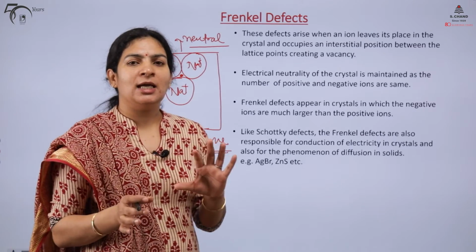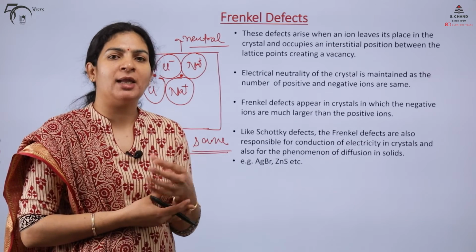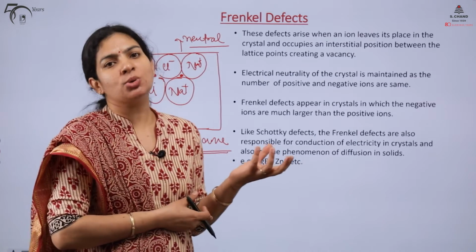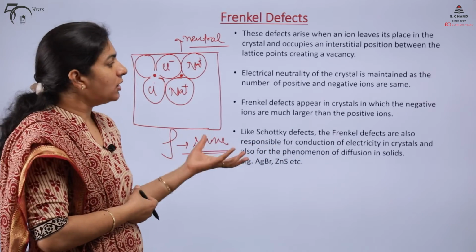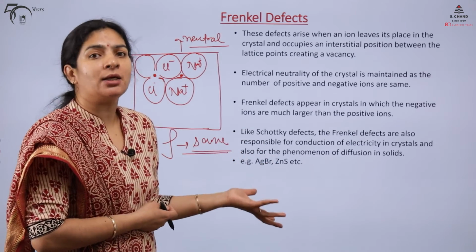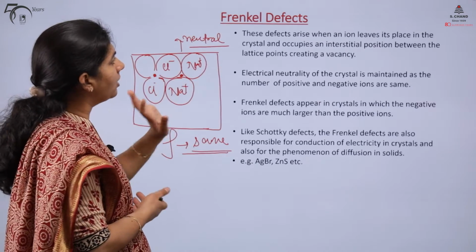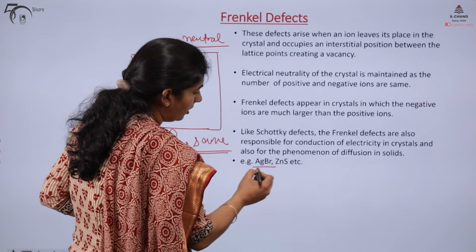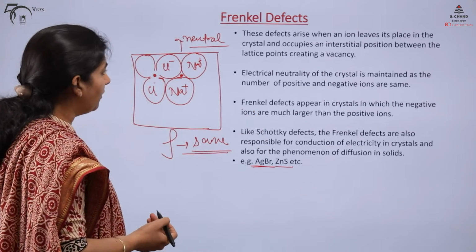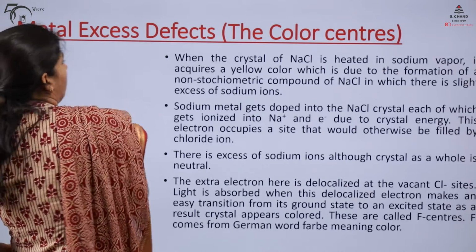So though we say that these are defects in the crystal, actually these defects play an important role which gives some characteristic properties to these crystals. Some good thing is happening in the crystal because of these defects. These crystals become conducting, which earlier they were not. The examples of Frenkel defects are AgBr, silver bromide, and ZnS. These kinds of defects do exist.